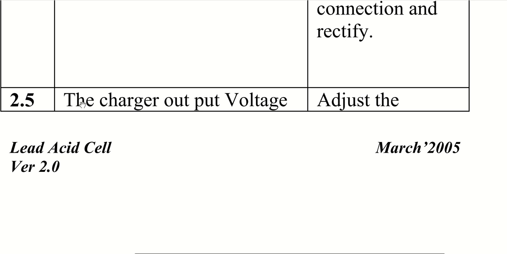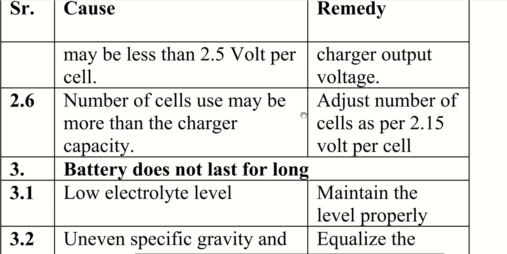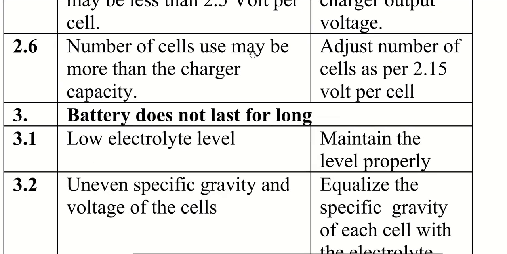The fifth problem could be the charger output voltage. If the charger output voltage is not properly adjusted, then also it creates problems. So adjust the charger voltage, and that will remove your problem. Maybe it is less than 2.5 volt per cell, and that is why the charging is not taking place. The number of cells used may be more than the charger capacity. Adjust the number of cells as per 2.15 volt per cell.